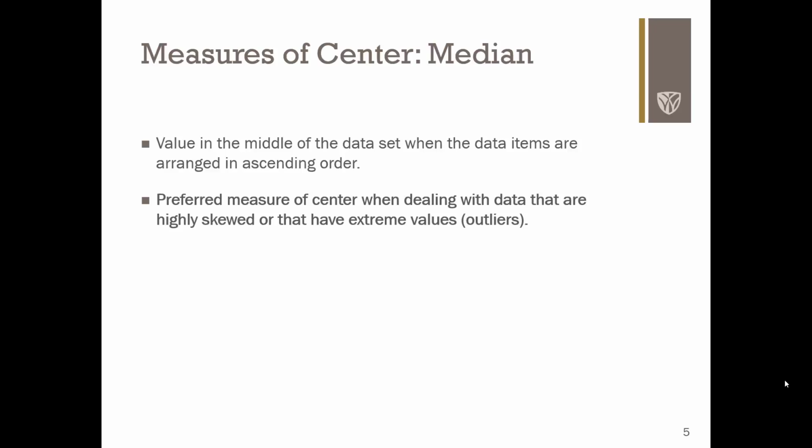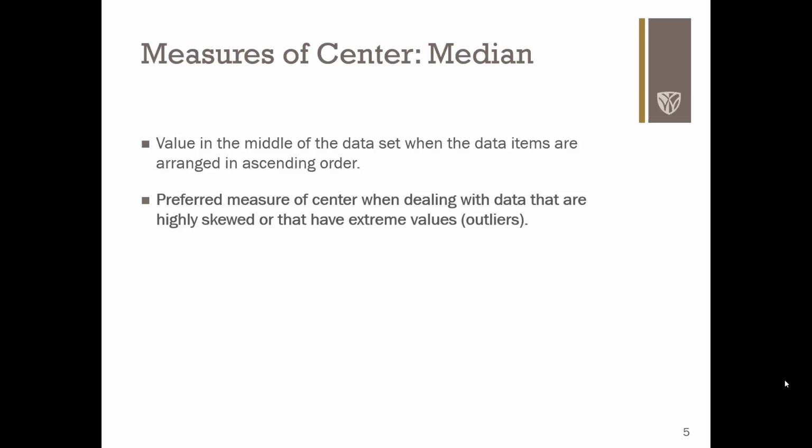The median is another very common measure of center, and the median is just the center value in the data set. Or in other words, the median is the value such that 50% of the observations are greater than the median and 50% of the observations are less than the median. The median is going to be your preferred measure of center when dealing with data that are skewed or that have extreme values or outliers in the distribution, whereas the mean will be strongly impacted by skewness and outliers.